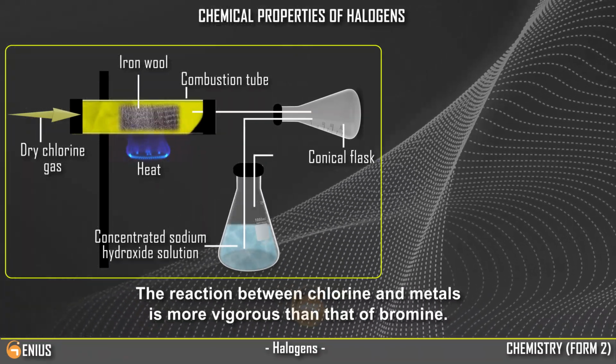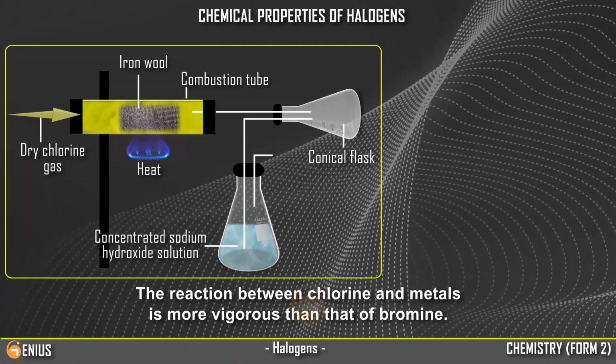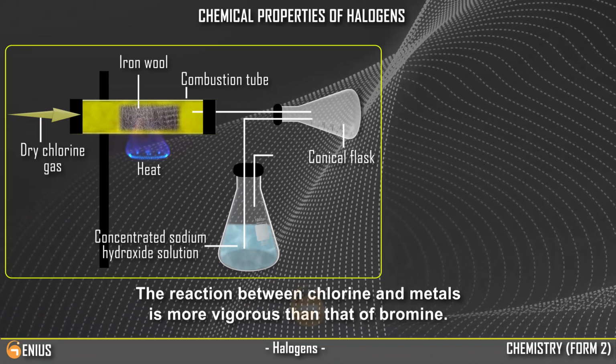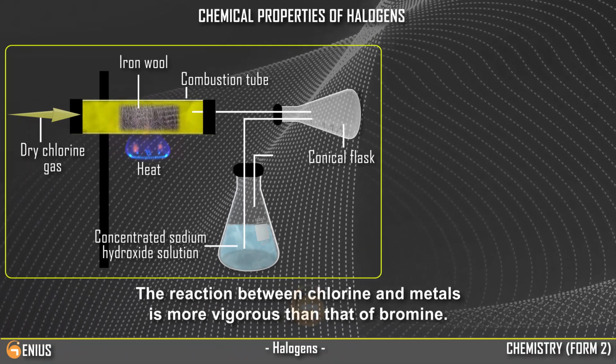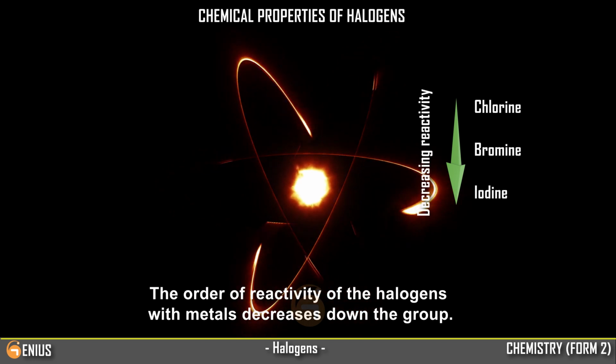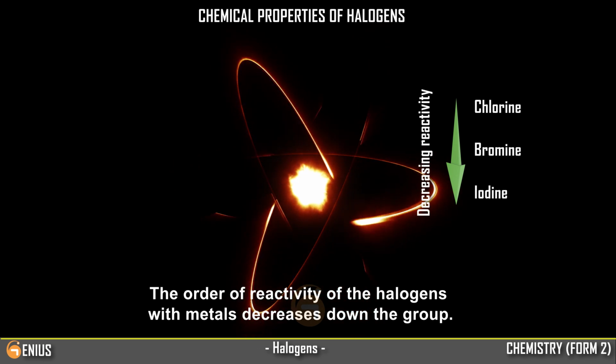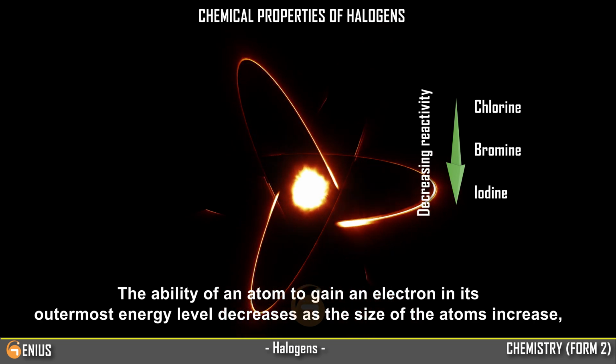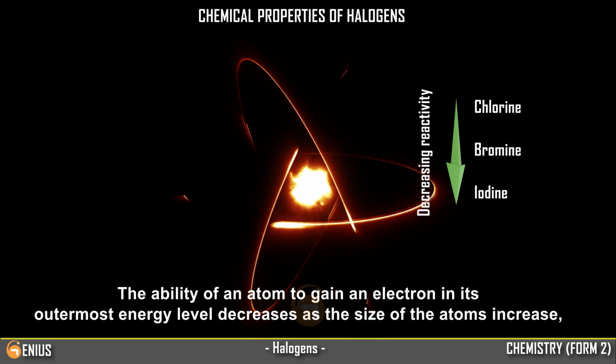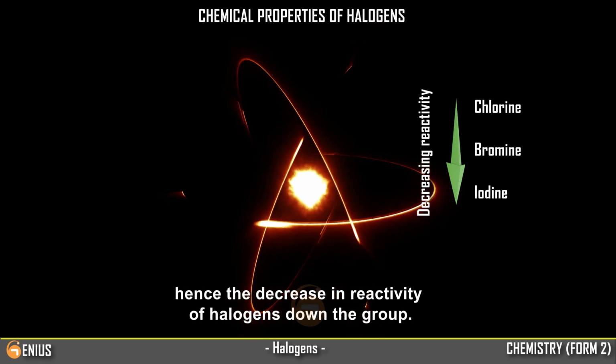The reaction between chlorine and metals is more vigorous than that of bromine. The order of reactivity of the halogens with metals decreases down the group. The ability of an atom to gain an electron in its outermost energy level decreases as the size of the atoms increases. Hence the decrease in reactivity of halogens down the group.